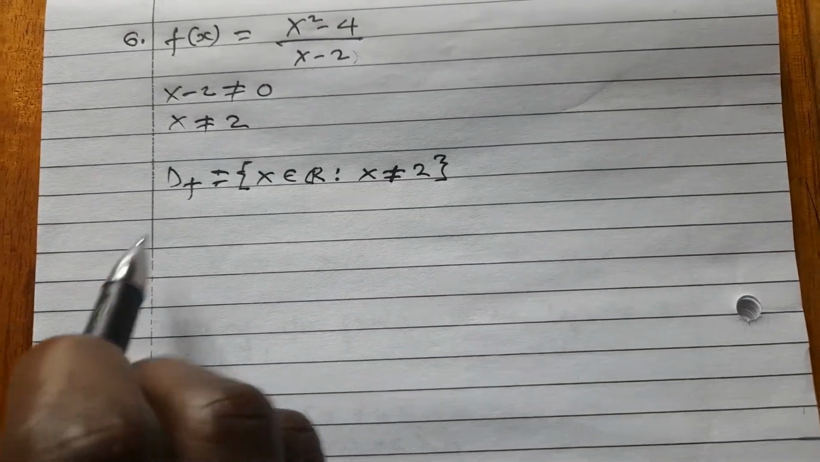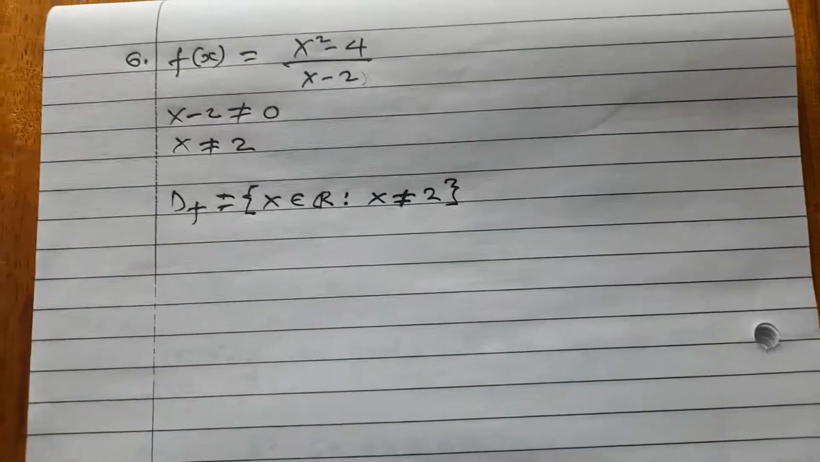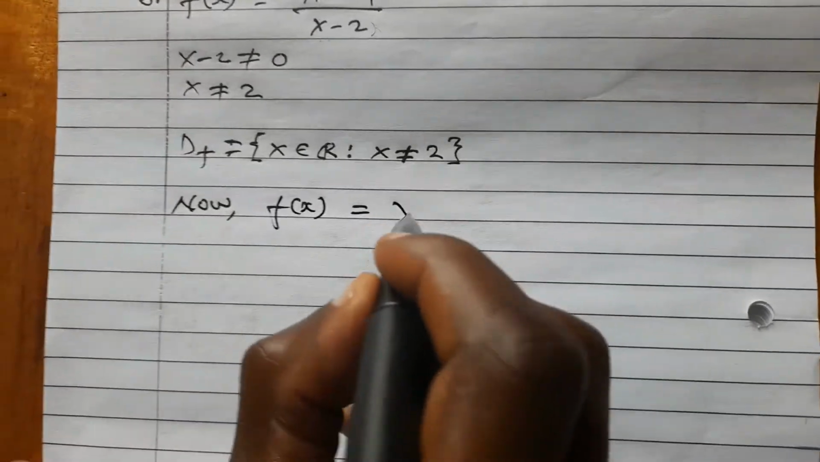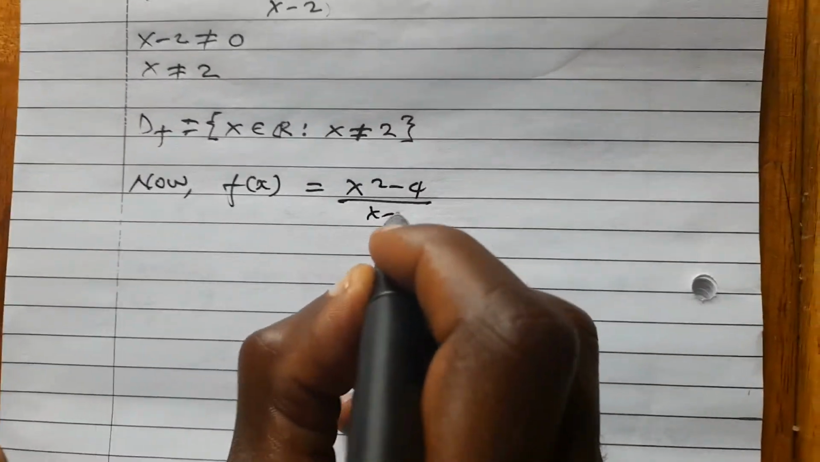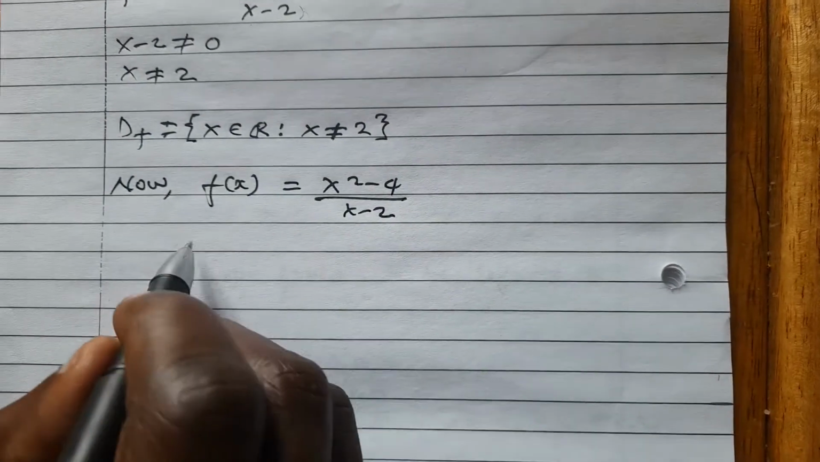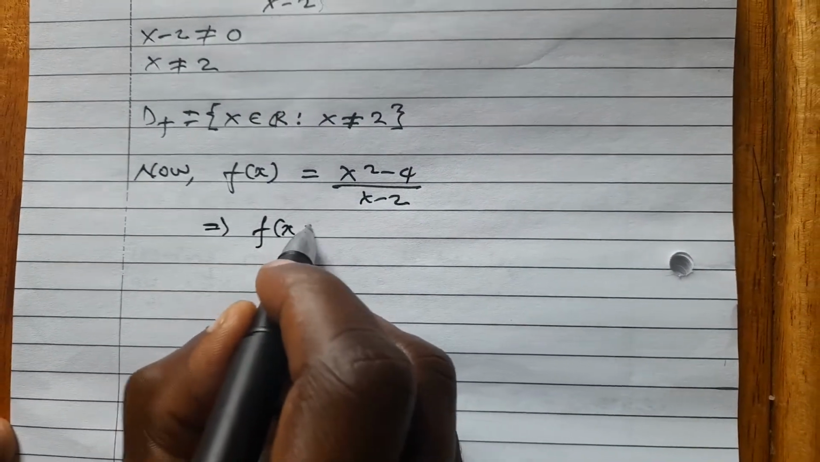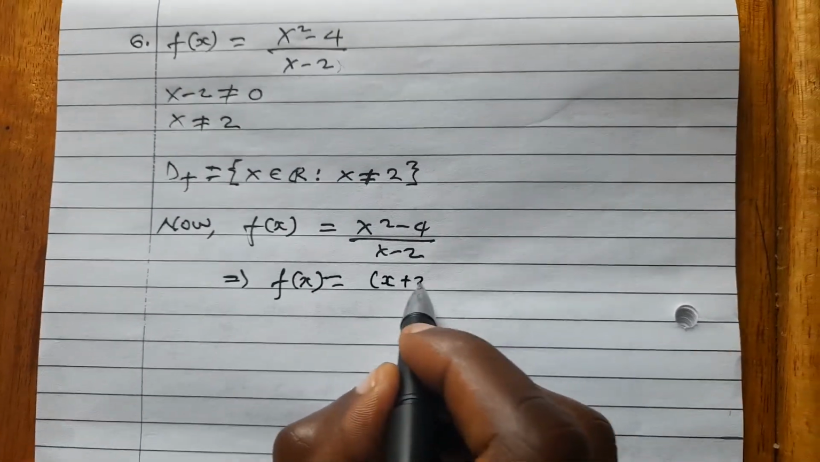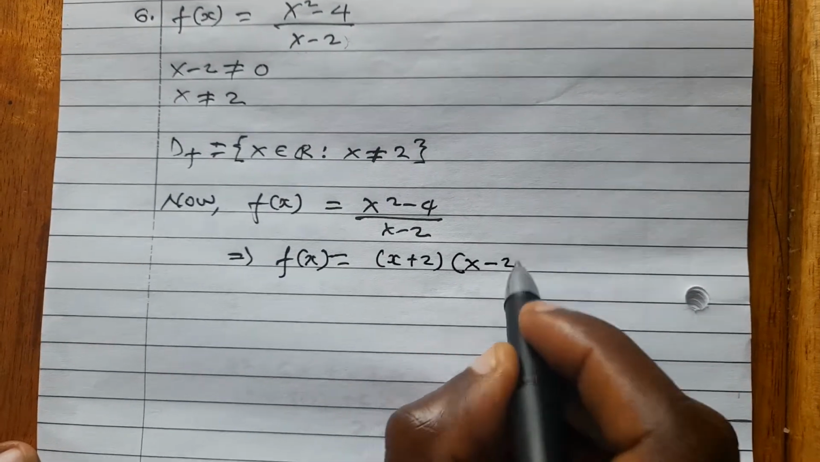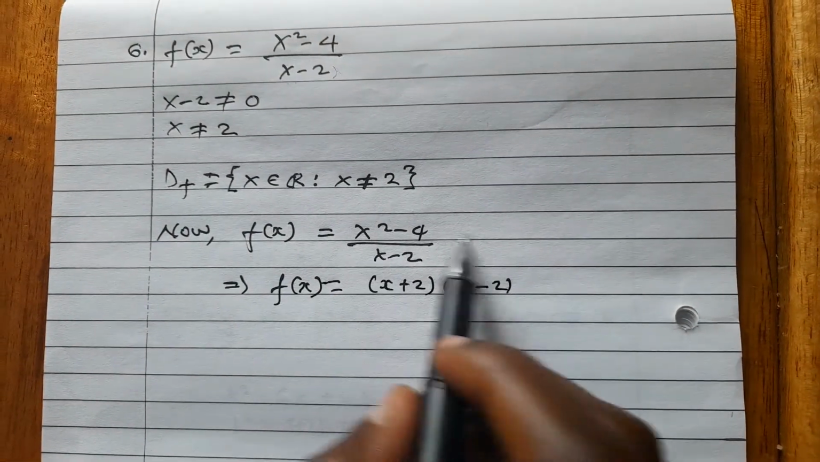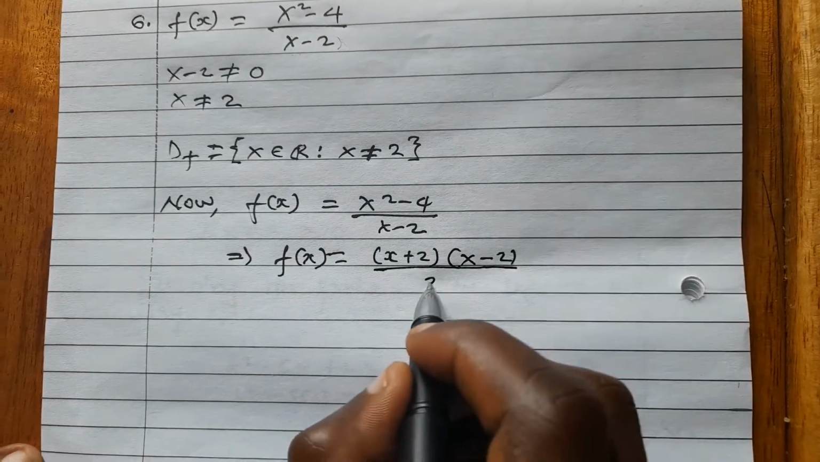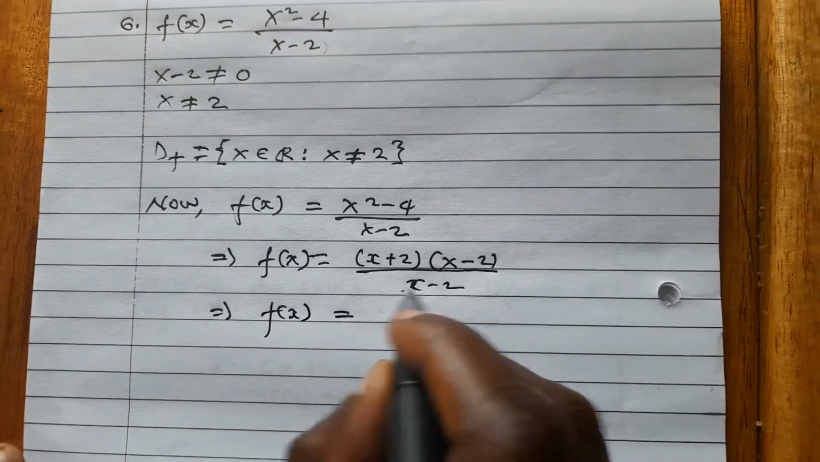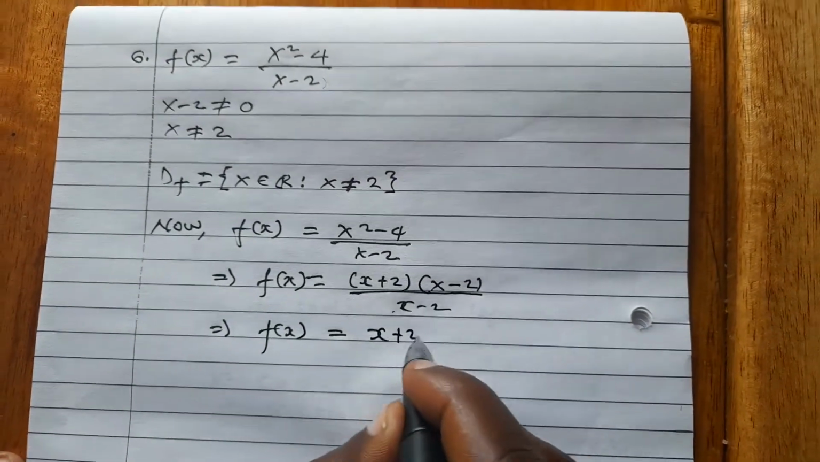Now you realize this function, however, can be simplified. The function f of x is equal to x squared minus 4 all over x minus 2. This function can be simplified, because the numerator is a difference of perfect squares. We'll be having x plus 2 times x minus 2, because when we expand these two, we actually get the numerator, all over x minus 2, such that f of x is, we cancel this and that, and we're having x plus 2.